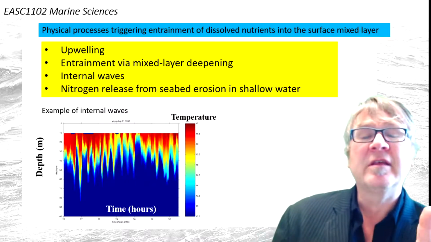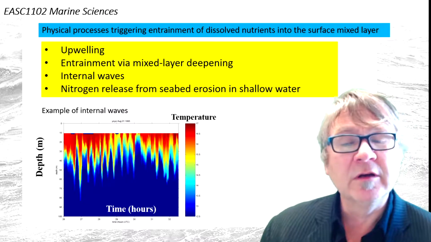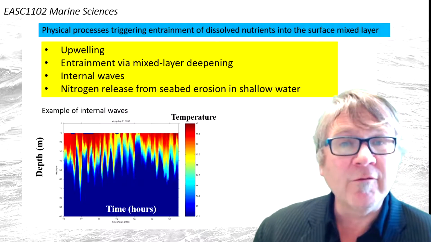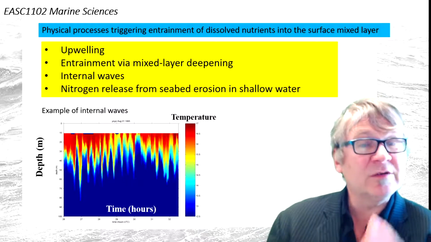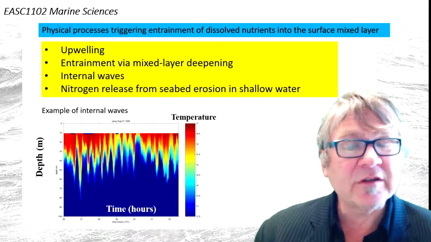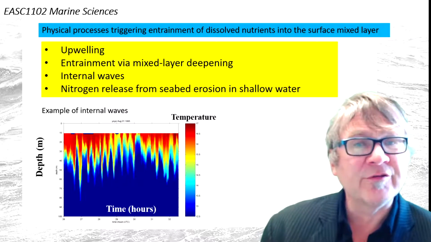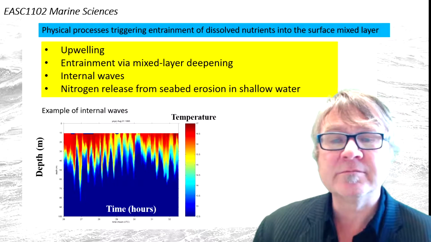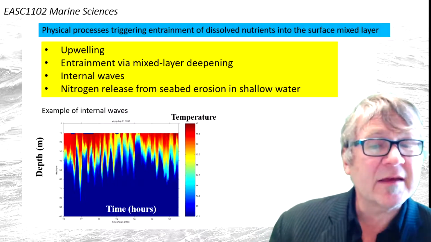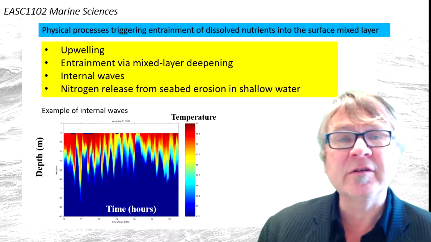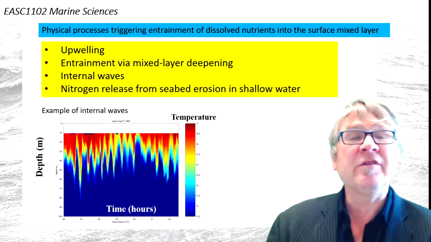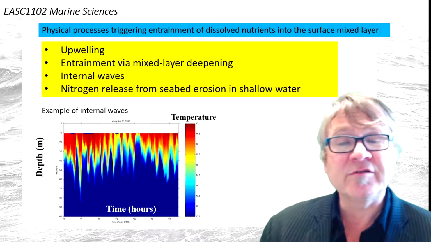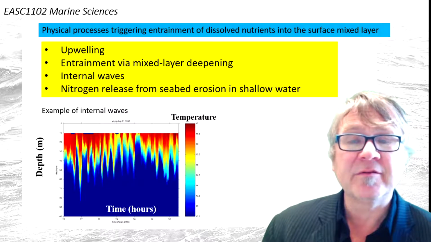If you imagine that blue is nutrient-rich water, you can see that it's lifted into the euphotic zone. Overall, this is only occasional, but whenever it's lifted into the euphotic zone, it can trigger a burst of phytoplankton production. The last mechanism that should be mentioned is seabed erosion, and shallower water can release nitrogen from seabed sediments.